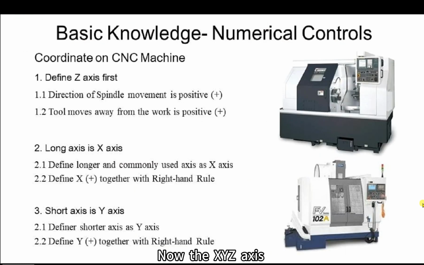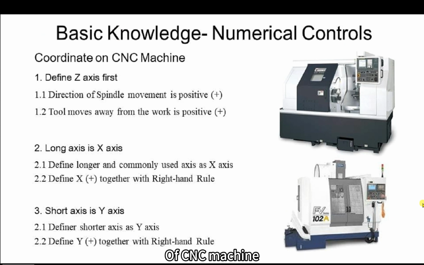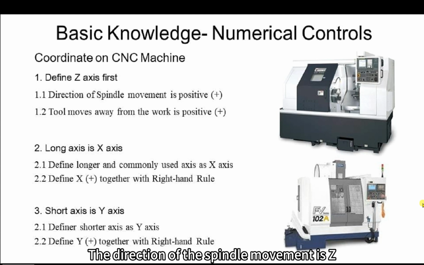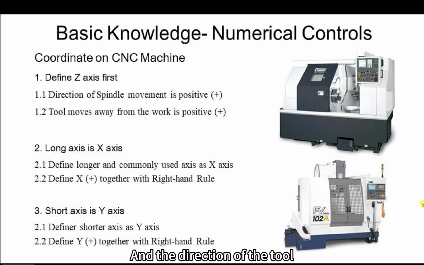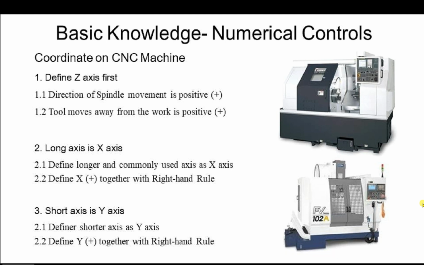Now the XYZ axes need to be combined with the coordinate system of the CNC machine. First, define the z-axis. Next, the long axis is the x-axis and the short axis is the y-axis. The direction of the spindle movement is z, and the direction of the tool moving away from the workpiece is positive. Then we define the long axis to be the x-axis.